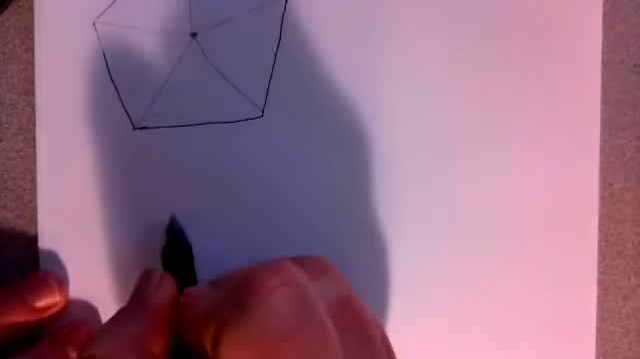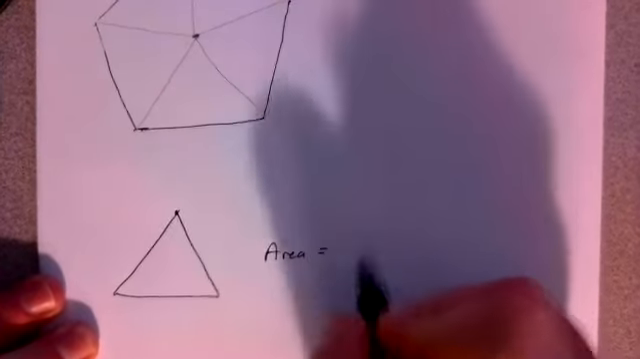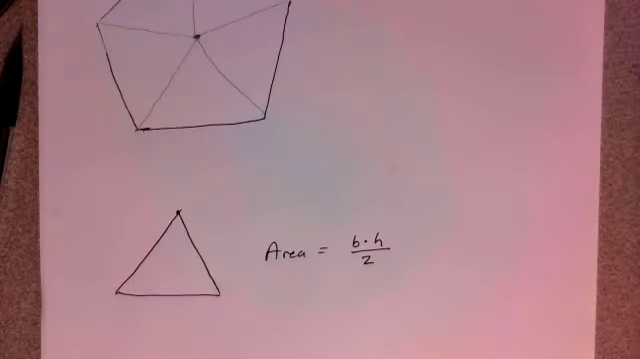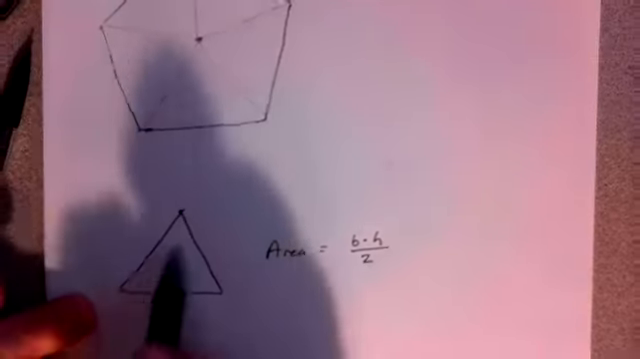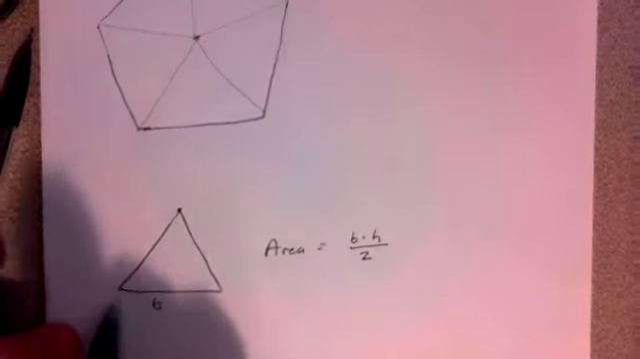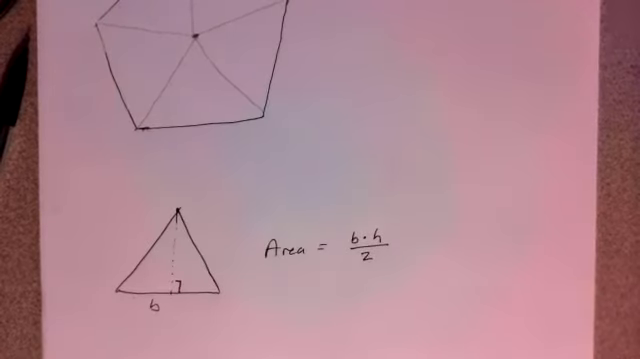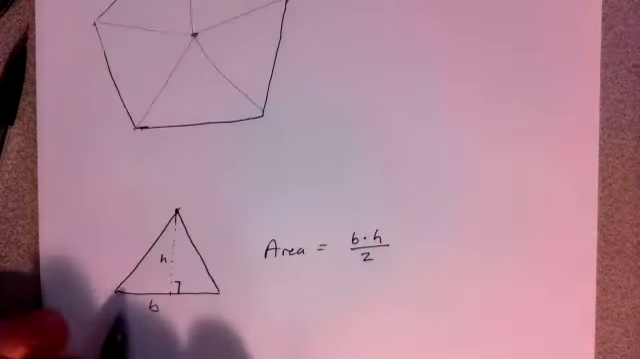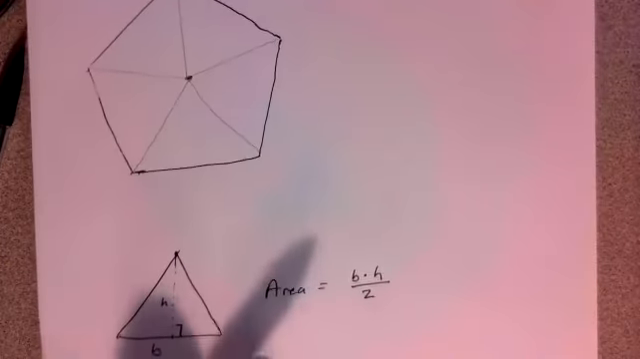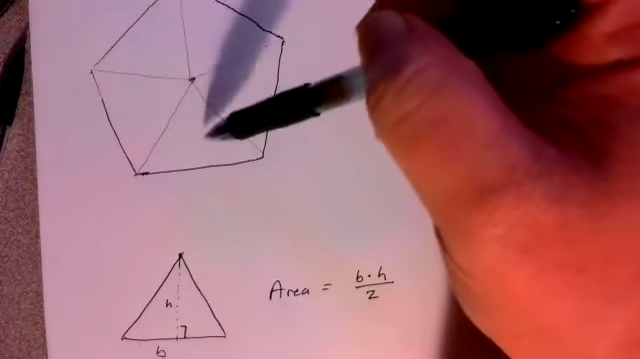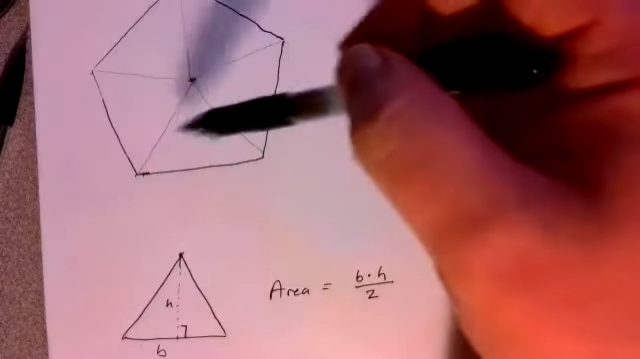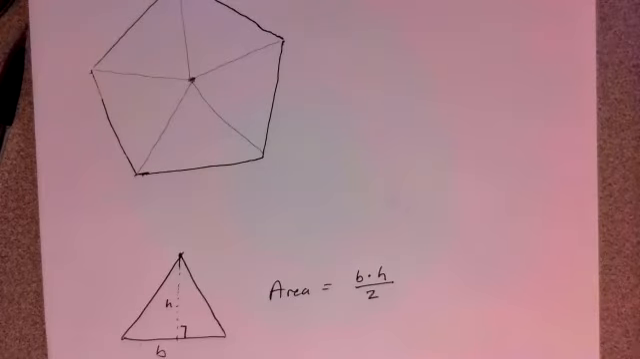Let's say we take a look at the area of just one triangle, and we know that the area is base times height divided by 2, or 1/2 base times height, however you want to look at it. But we're just going to stick with base times height divided by 2. Here, the base would be this length here, and the height is the distance that meets at a 90-degree angle for that one triangle. So here we have our base and our height, and we have the area of one triangle. Well, if I knew the base and the height of one of these triangles, then I could find the area of this pentagon by just multiplying it by 5, the number of triangles that we have for that shape.